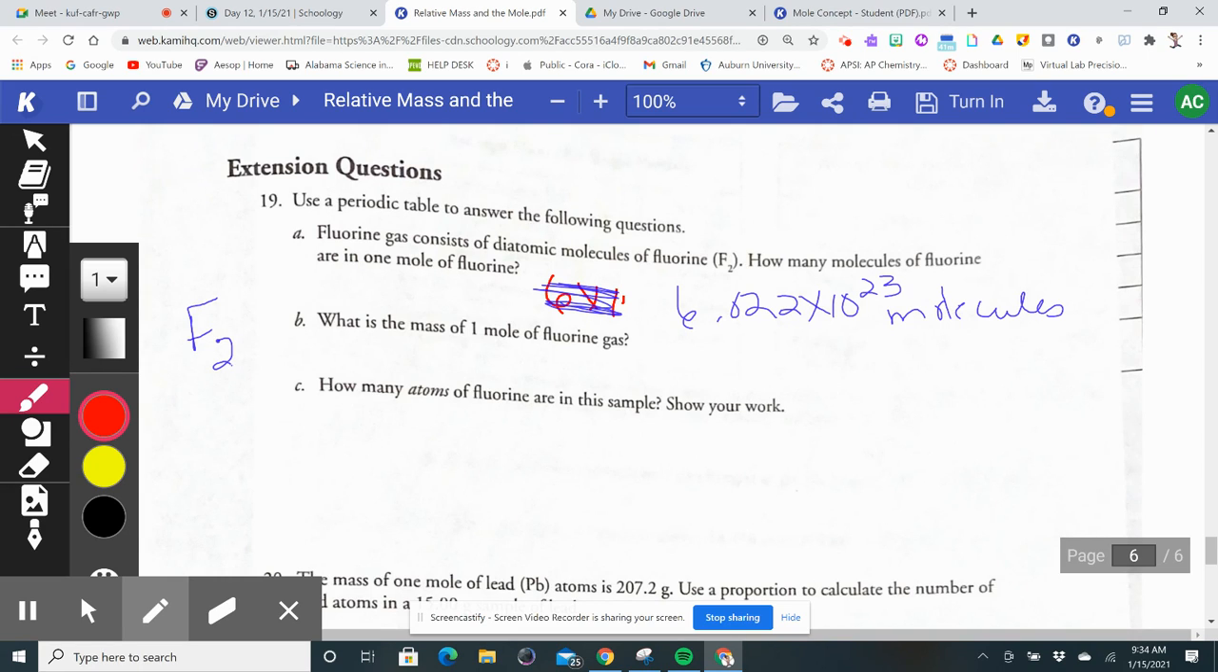What am I going to do? I always start with what I'm given. So if you're not sure, look at the problem. What are you given? 1 mole of F2. So that's where you start. That's the first thing you write down. 1 mole F2.